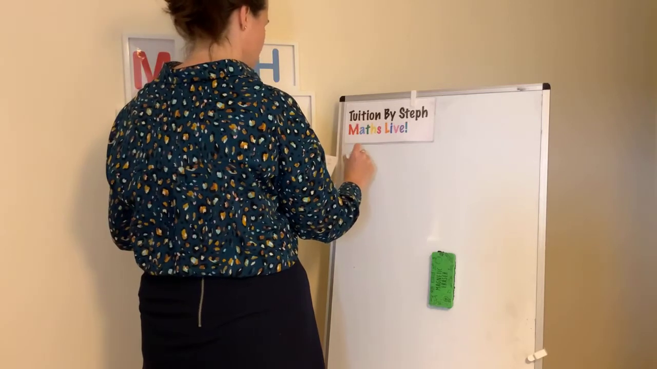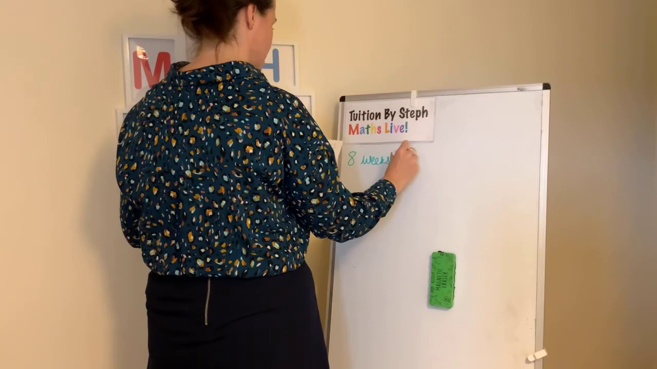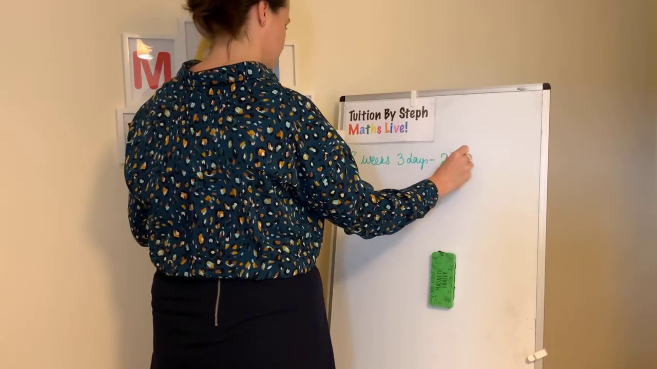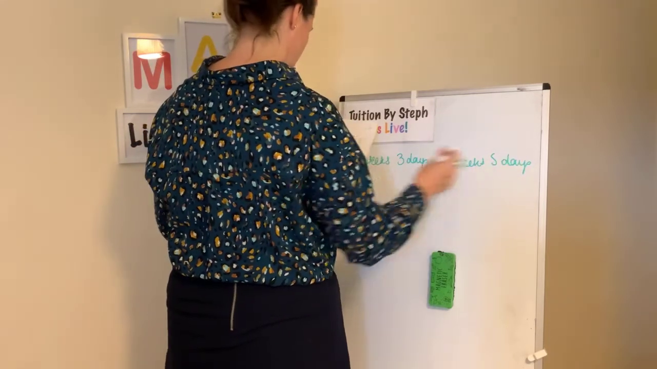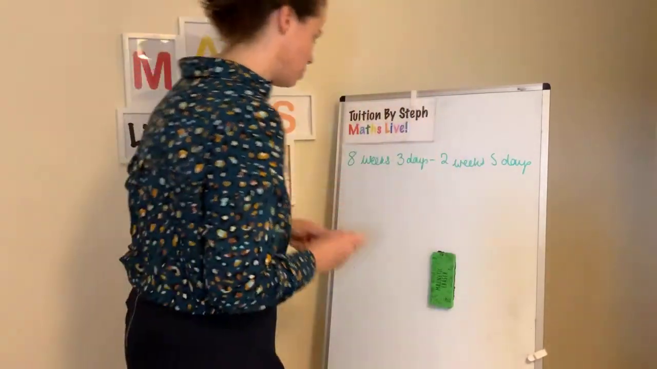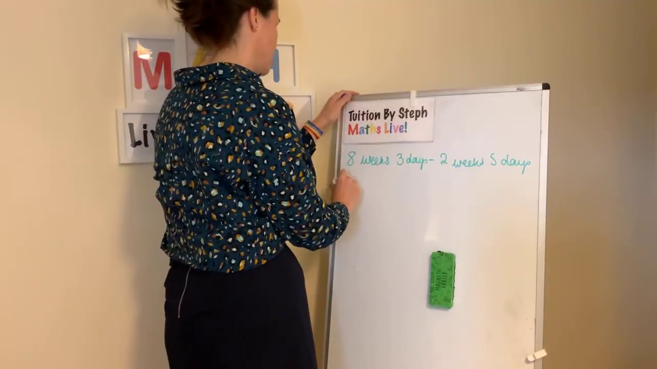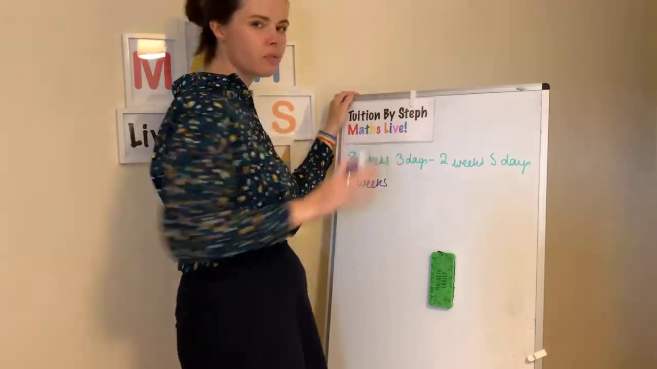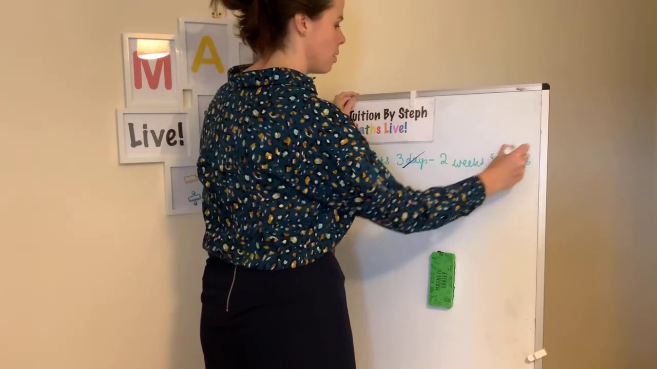So do some subtracting. 8 weeks and 3 days. Take away 2 weeks and 5 days. So this is question E. So, as ever, I'll model to you first. So, 8 weeks. Now, we need to take away 5 days. There's 3 days currently there, so we'll balance that out. So, we'll set that out.